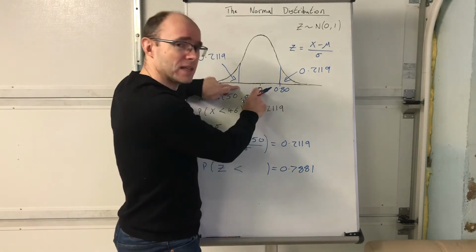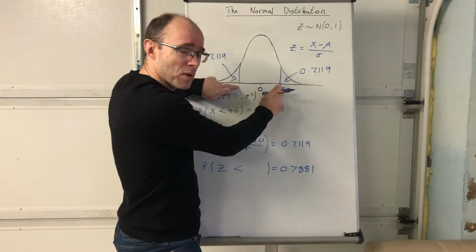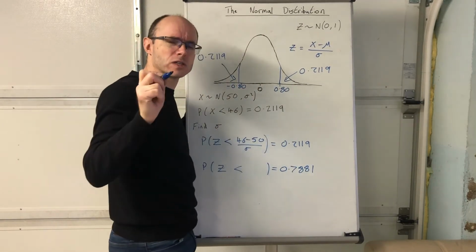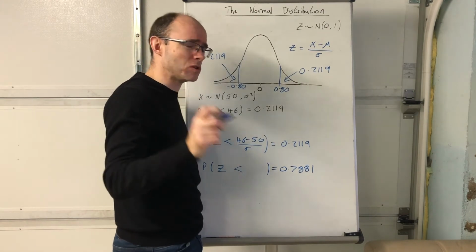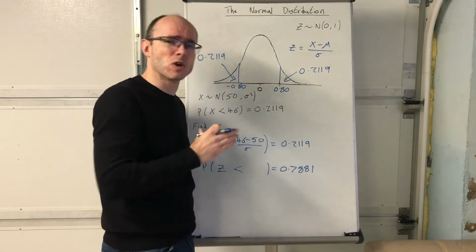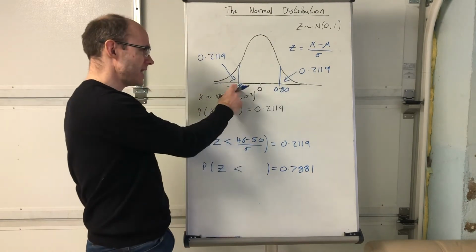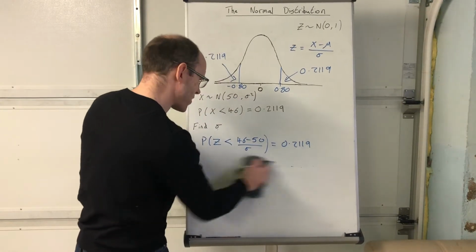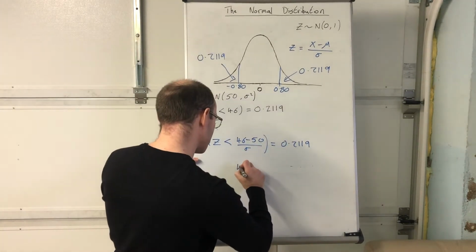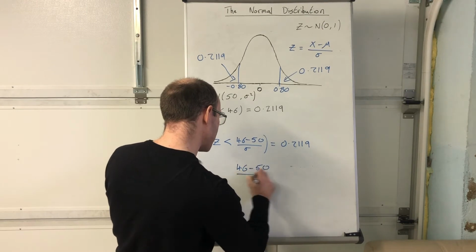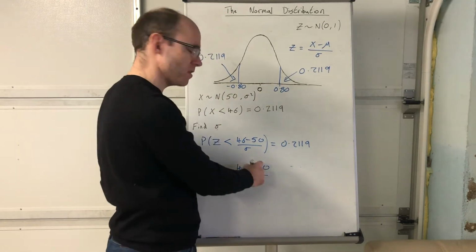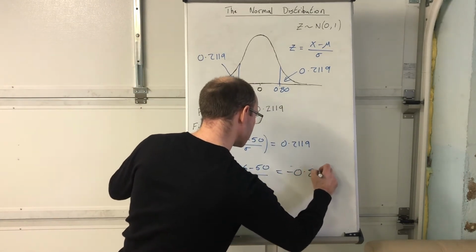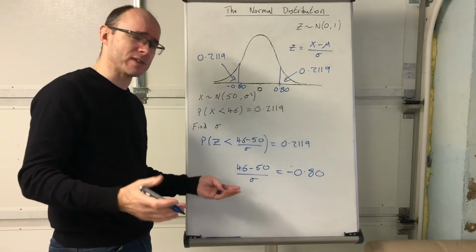Now, that being the mean 0, and that being 0.80, this bit must be negative 0.80. That's an extremely important part of this, because if you don't use negative 0.80, you're going to get it all wrong. Okay, so that's negative 0.80. Now, in terms of working out what sigma is, I've just discovered that this bit here that I'm writing out, 46 subtract 50 over sigma, must correspond to negative 0.80. And now just go ahead and work out what sigma is, okay?